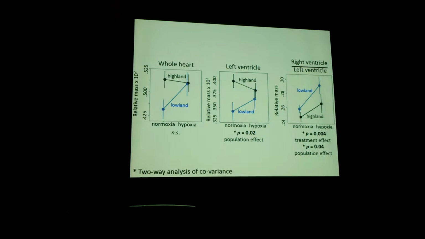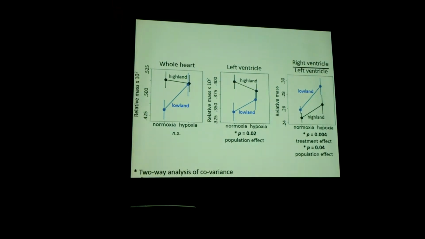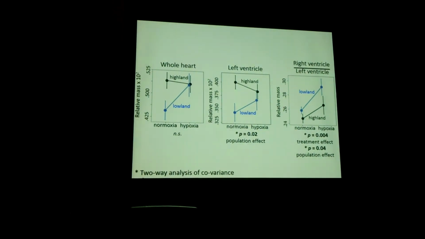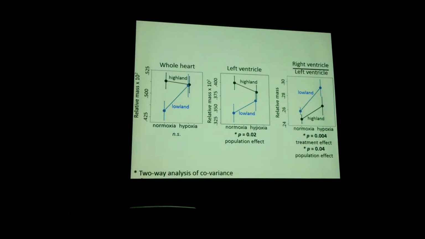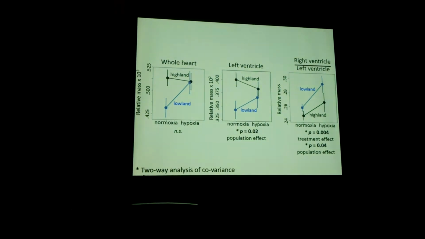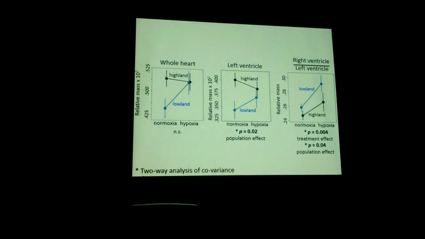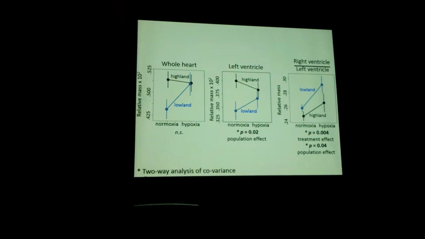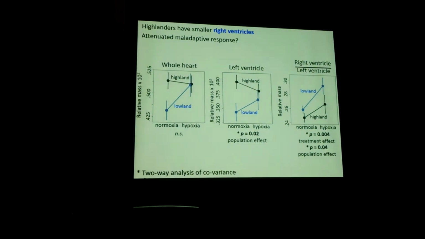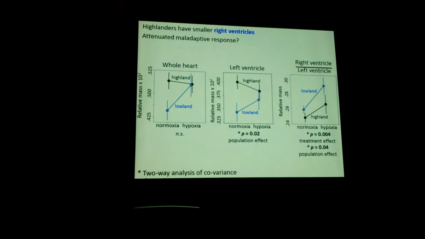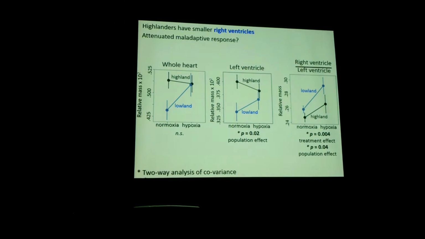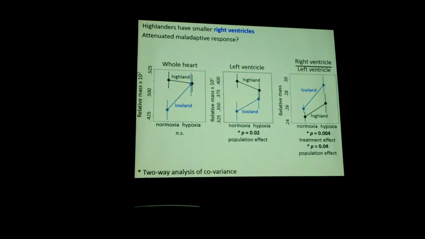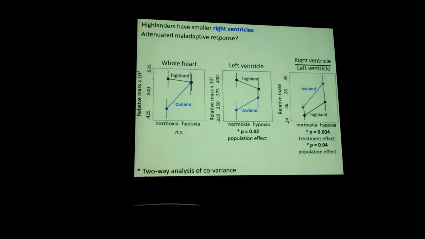We can look at the right ventricle in a slightly different way. We can look at the size of the right ventricle relative to the left ventricle. And when we do that, what we see is that lowlanders and highlanders increase the relative right ventricle size in response to hypoxia, and highlanders have overall lower right ventricles. So this suggests that at least relative to the size of their left ventricle, which is growing, highlanders may have an attenuated maladaptive response. They have a smaller right ventricle. We don't have very good statistical support for this attenuated response, though.